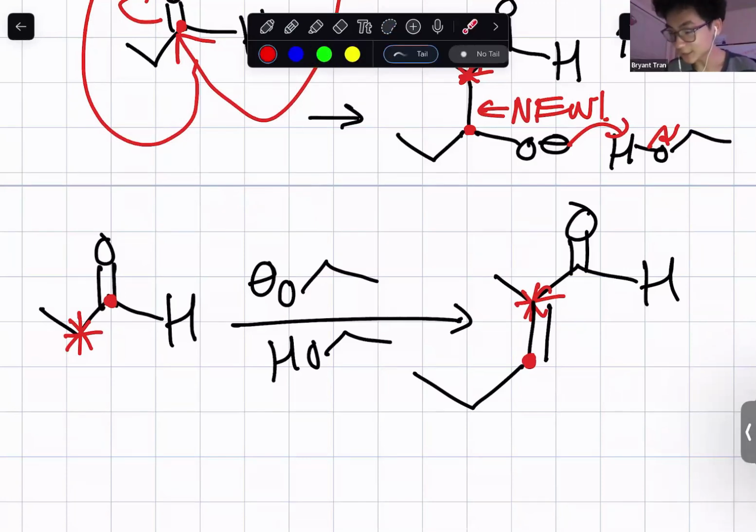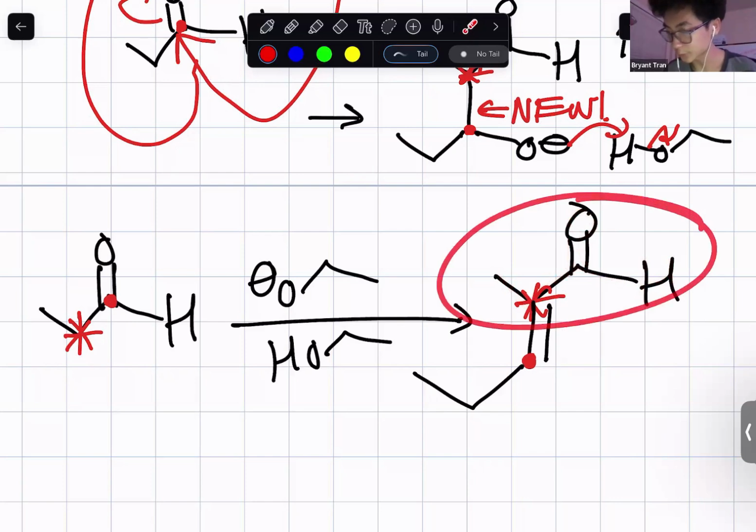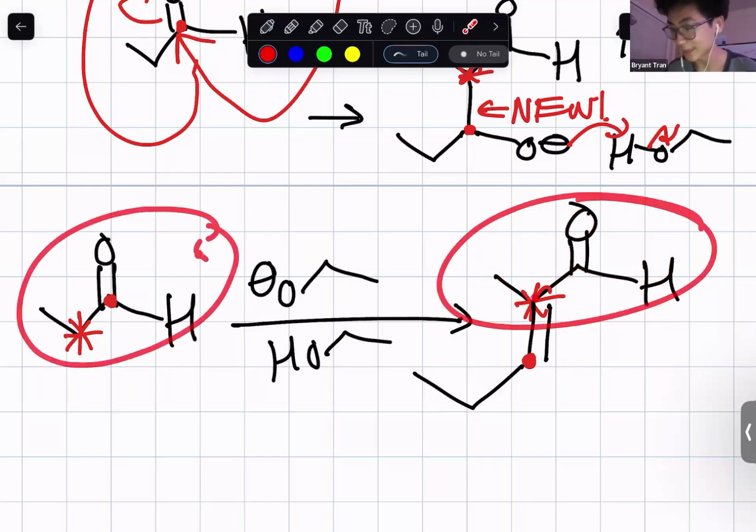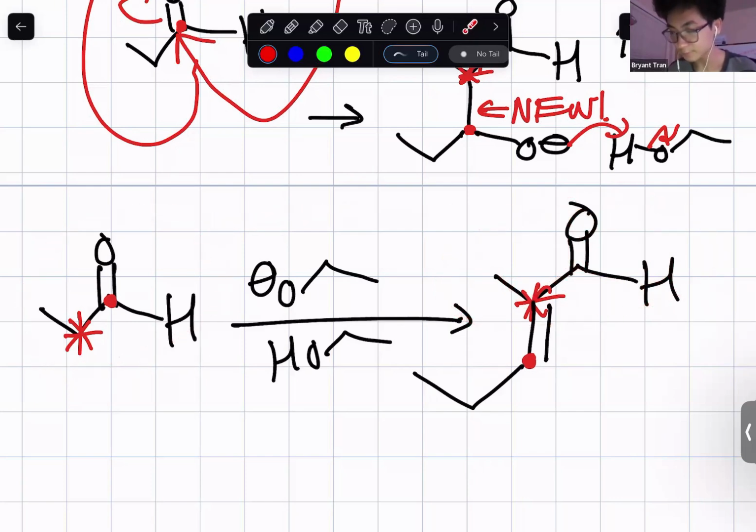So this is going to be the star carbon, which is the alpha carbon. The dot carbon is the carbonyl carbon. To predict the product, right? Draw out the starred carbon molecule first. This is the starred carbon molecule. Everything else stays the same, right? The exact carbon copy of that.